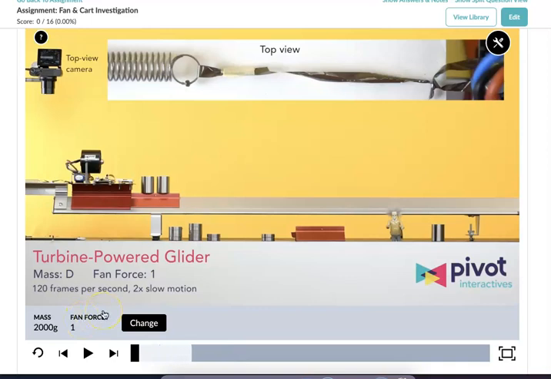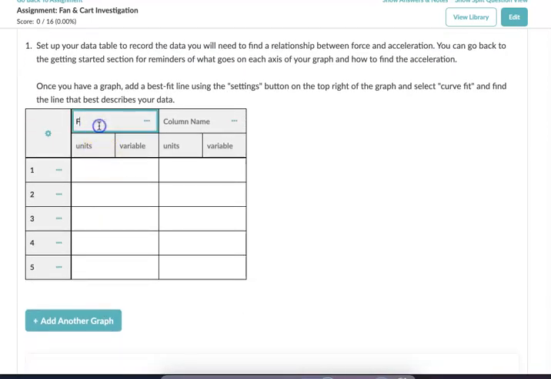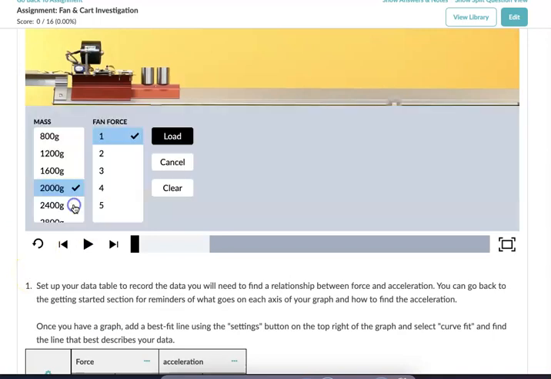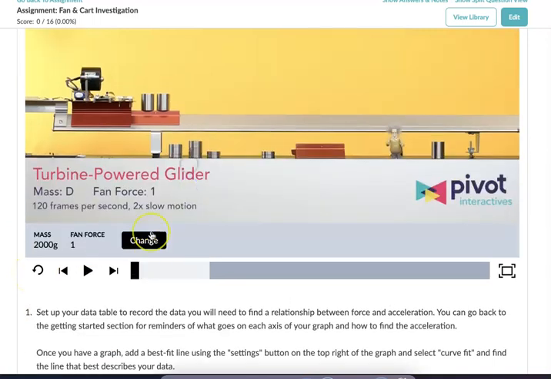Now, we know that my independent variable is force, and my dependent variable is acceleration. And when I fill this out, my units for force are newtons, my variable is F, my units for acceleration are meters per second squared, and my variable is A. Now, it's good we have 1, 2, 3, 4, 5 right here. I think that's nice to match this 1, 2, 3, 4, 5 right here.